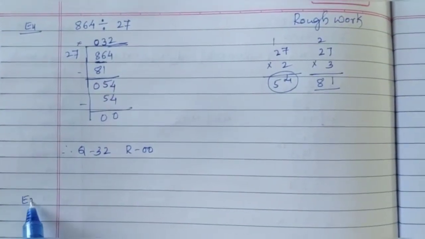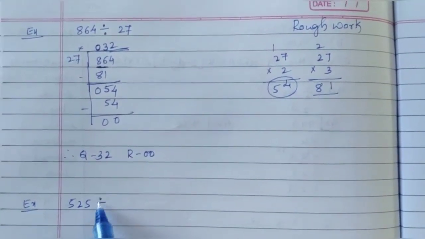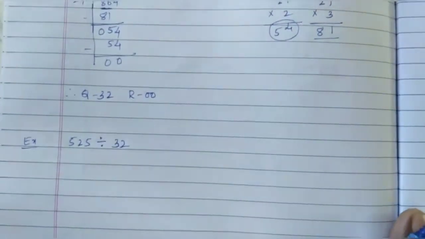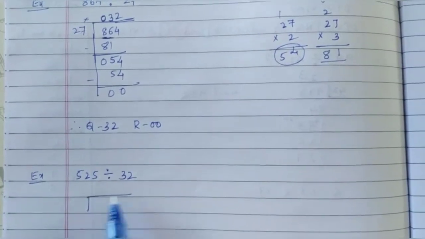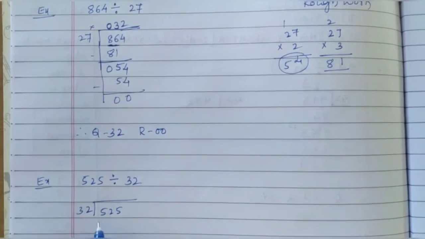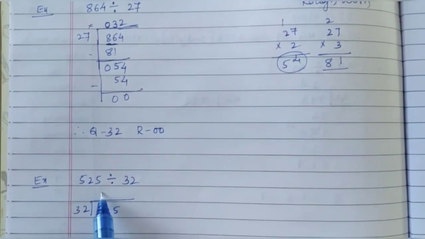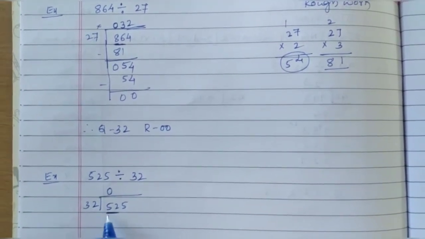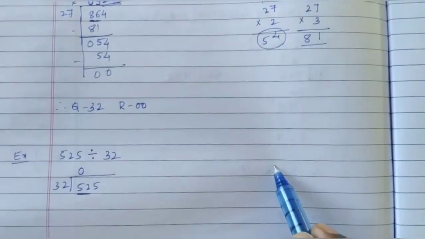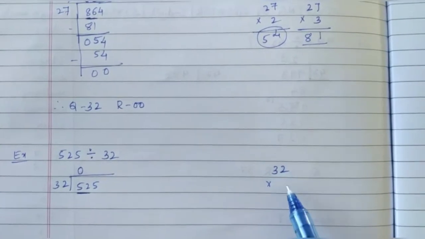Take one more example. 525 divided by 32. Okay. So first, 32 here, 525. First consider only 5. We can't divide this 5, so write 0 here. Then take these two digits, then it will be 52. So now I will find the number which is near to 52 in the 32 table.